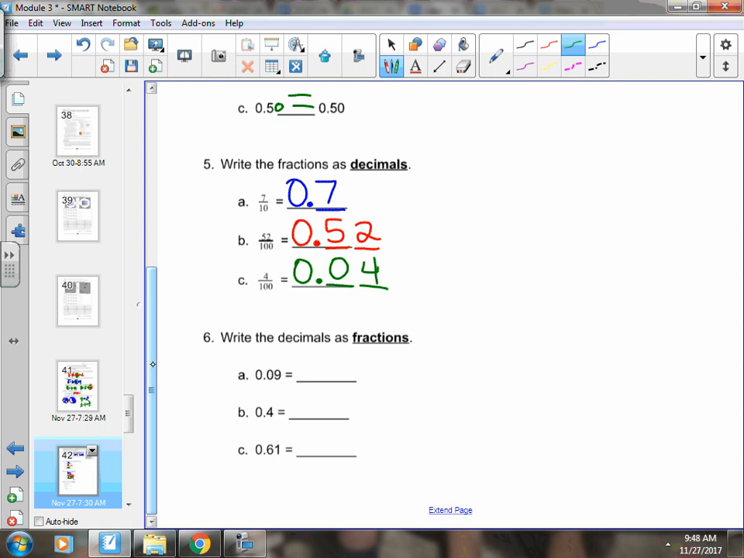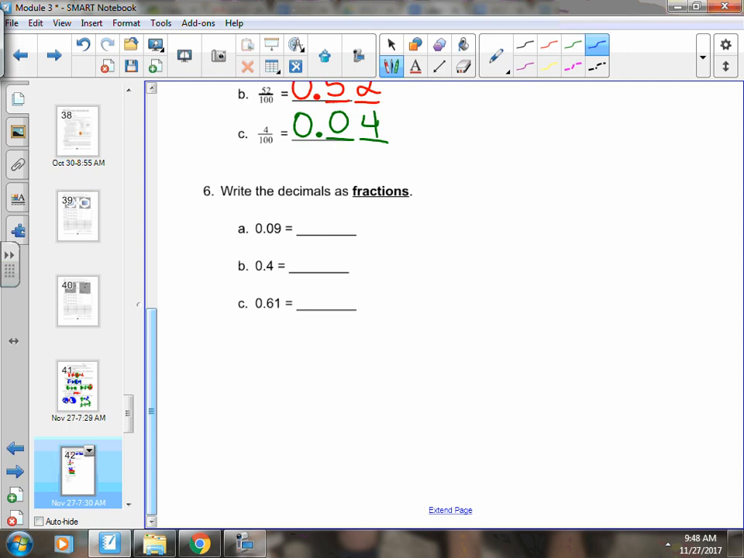And the last one, the opposite. Now write the decimals as fractions. I see a 9 in the 100ths place, so it's 9/100. Letter B, I see a 4 in the 10ths place, so it'd be 4/10. Remember, you also could write 40/100, and since mathematically they're equivalent, I would accept both. But I think 4/10 is probably the best answer.